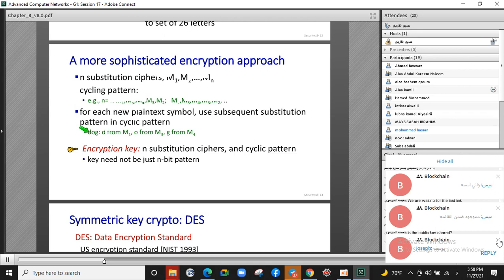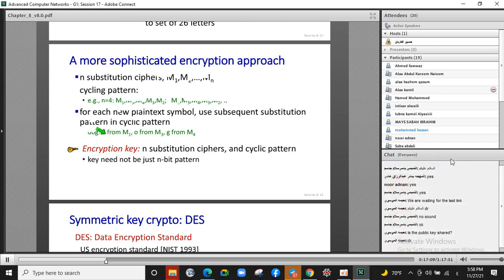For example, let's see this example. We receive a word, dog. This word has D, O, and G letters, characters. According to this pattern, if I want to replace D, I should look for D in pattern M1. For O, I should look for O in pattern M3, and for G, I should look in pattern M4.